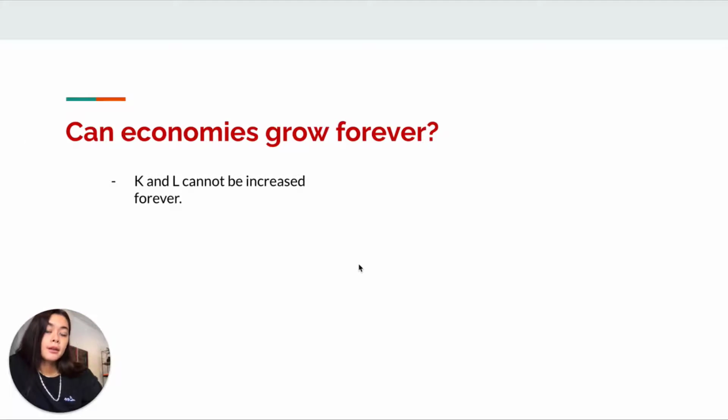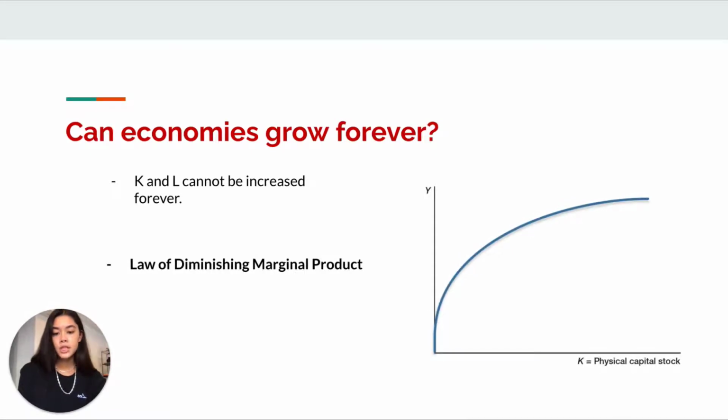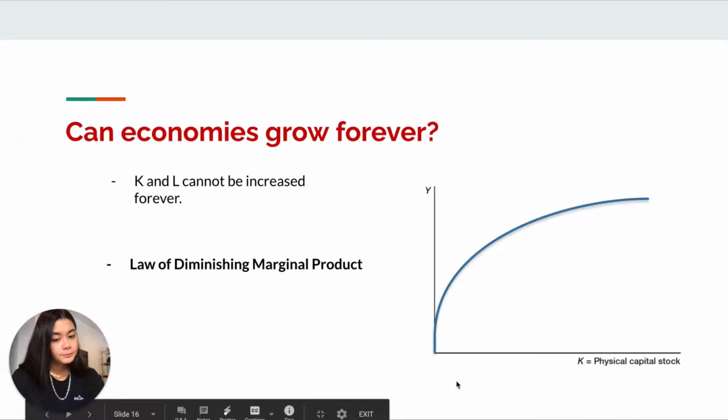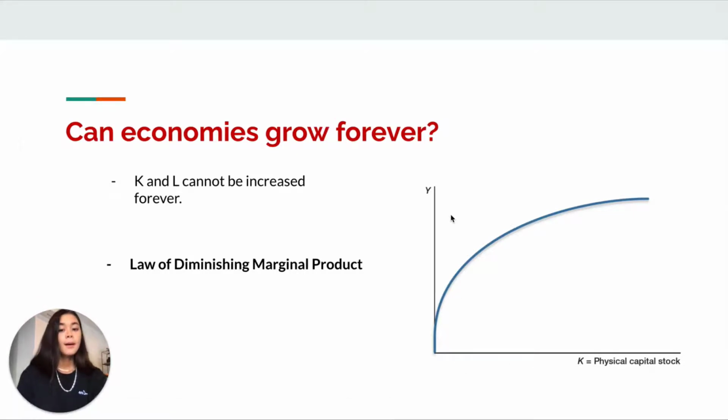Well, countries will not be able to increase capital and labor forever. For instance, they will not be able to always build new streets and new airports. Why? Because of the law of diminishing marginal product. As we can see in this graph, there is a positive relationship between K, the physical capital stock, and the output, with diminishing marginal product. If we increase capital, the output will increase. However, the marginal contribution of an additional unit of capital to output eventually decreases. So to sum up, this law shows how increasing capital and labor will eventually lead to a smaller and smaller increase of the output.